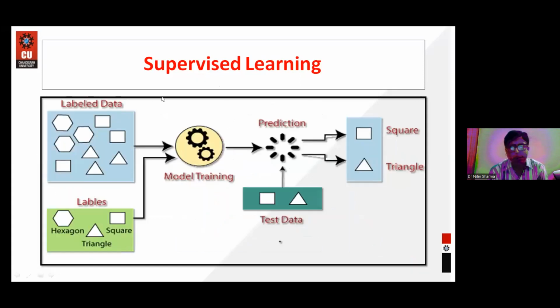Another example of supervised learning. Here we give the label data, we give the shapes, and we also give the names of the shapes to the model during training. Now, once it has been trained, for the prediction we give the test data, and in testing, when we give a square, it is able to recognize it as a square, and this as a triangle.